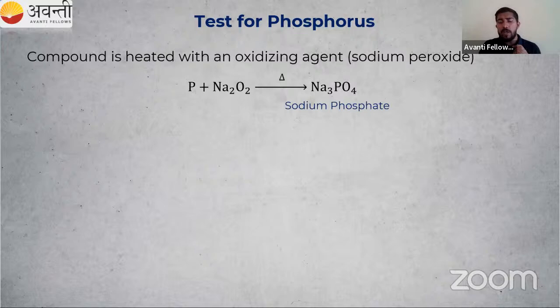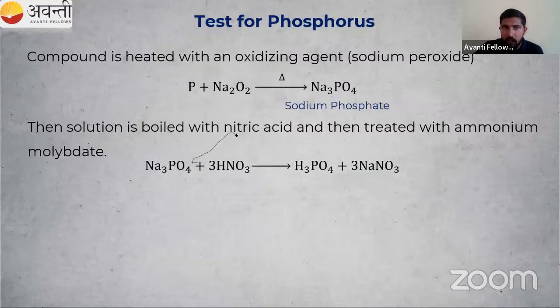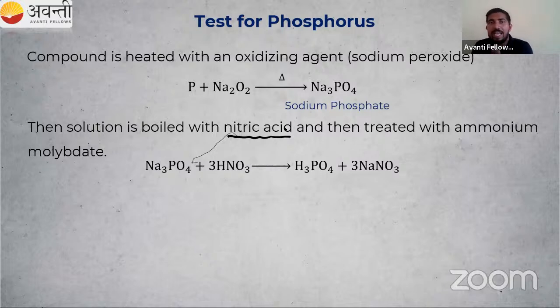So we have sodium phosphate. What do we have to do next? I'm taking sodium phosphate, then I'm treating that with nitric acid. So Na3PO4 plus HNO3, I'm getting H3PO4 plus NaNO3.